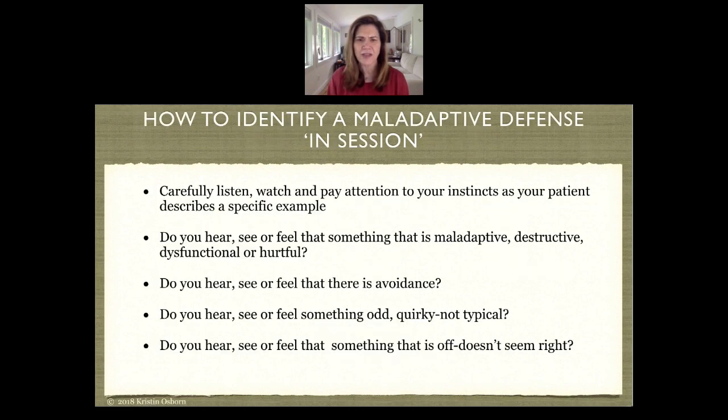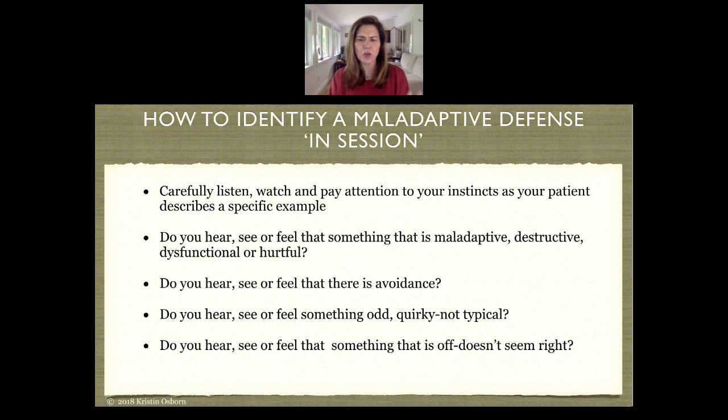And so what happens when you are working with defenses is that you'll actually see the activation of anxiety and defenses happen in session. And so you want to start off by asking your client to describe a specific example that demonstrates the problem that they've come to therapy for. And you want to carefully listen, watch, and pay attention to even your own instincts as they describe that specific example. More often than not, you'll see anxiety rise, and then you'll see defenses get activated. And so when that happens, you want to be able to see the signals of anxiety if they're observable, and then to see what defenses arrive in the room.